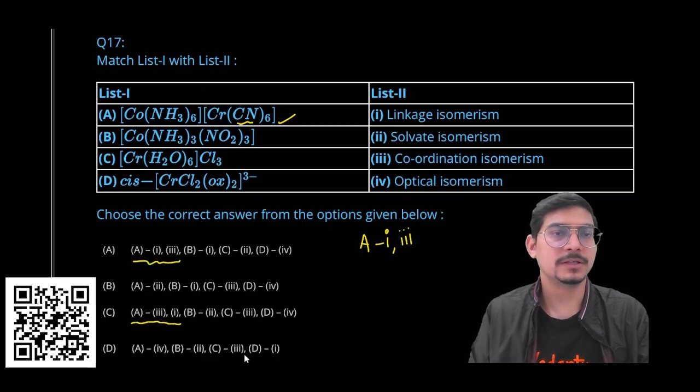Let us look at the second complex, Co(NH3)3(NO2)3. Here, we have NO2, which is an ambidentate ligand and which again shows linkage isomerism. So B matches with first.